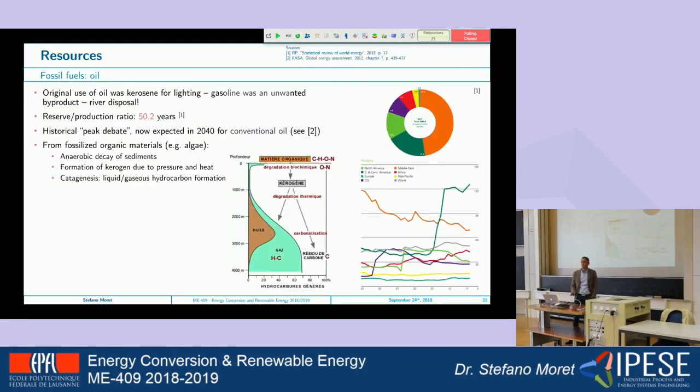So looking a bit in detail at the resources. The main resource remains oil. It's interesting to see that today oil is mostly used for gasoline. In reality, when they started harvesting oil, they were actually taking only the kerosene out because they needed it for lighting, and gasoline was a byproduct that they were throwing into the river. So this was about 100 years ago.